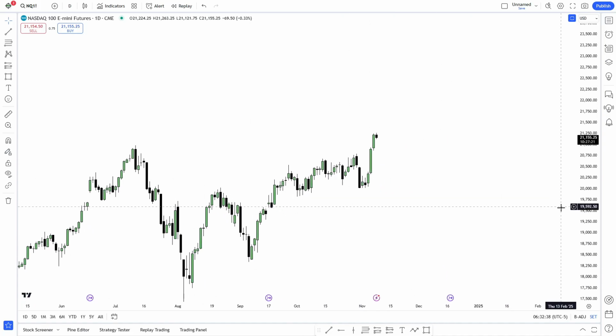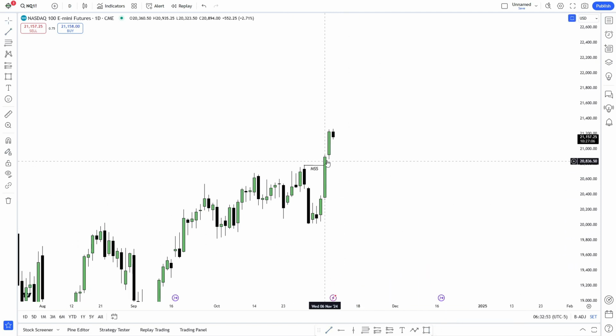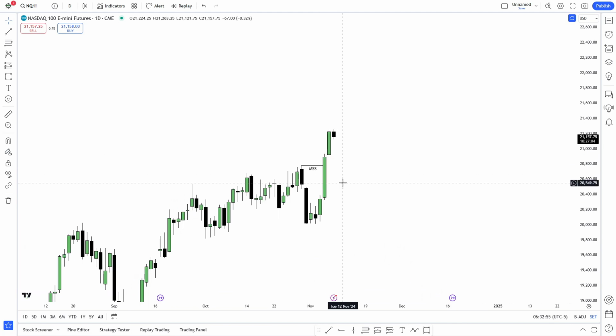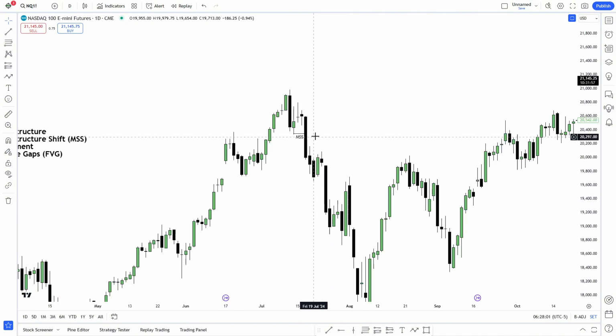Another example of displacement will be right here. We took out this swing low for sell side liquidity, and then we energetically moved to the upside, breaking this swing high for our market structure shift, like that. And we also left behind a fair value gap. This is what displacement looks like. It's very energetic, and we usually leave behind larger-ish candles, which as a result leave behind fair value gaps.